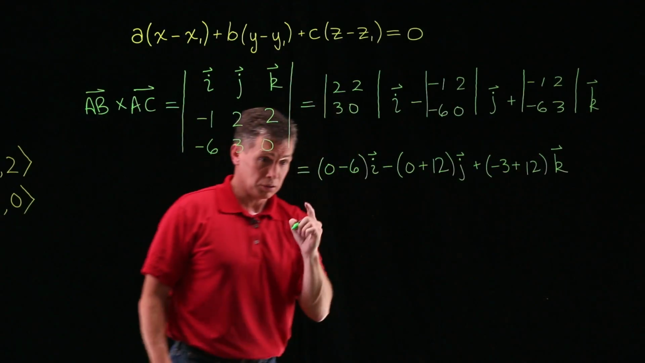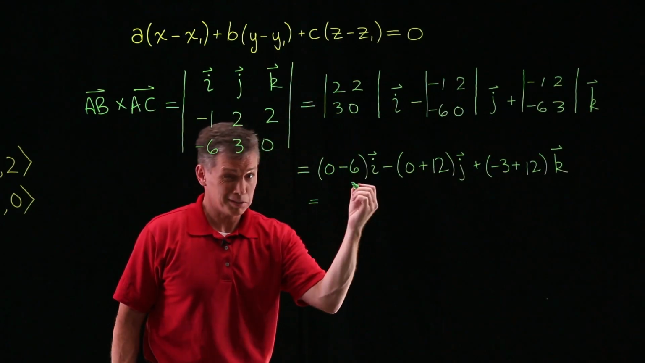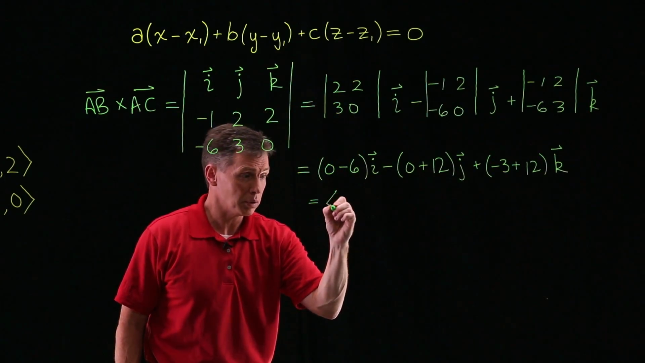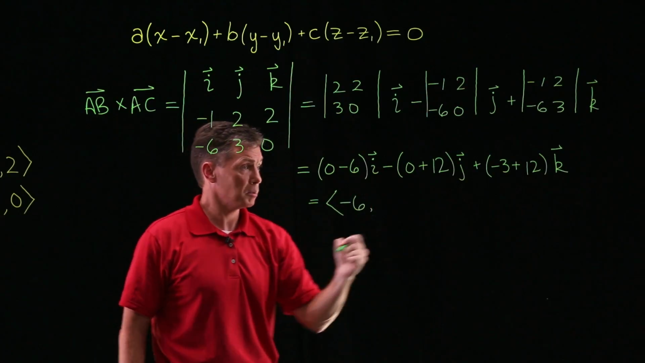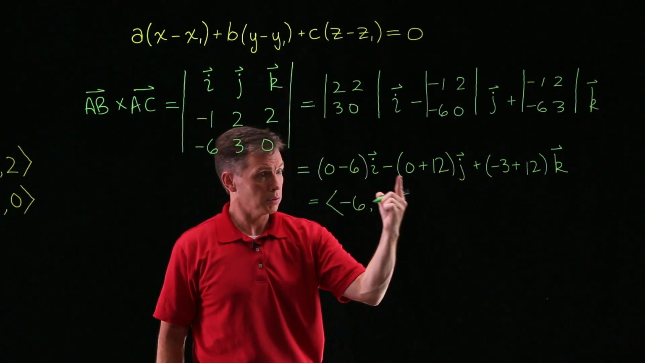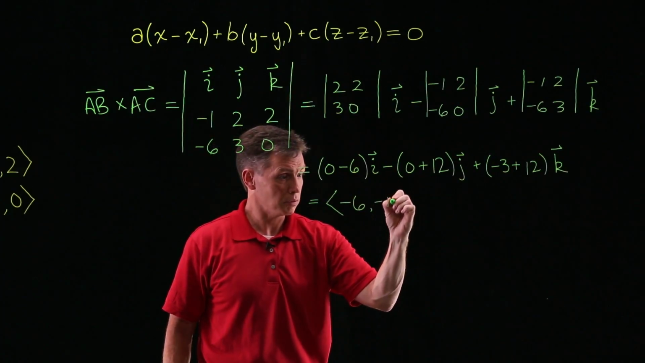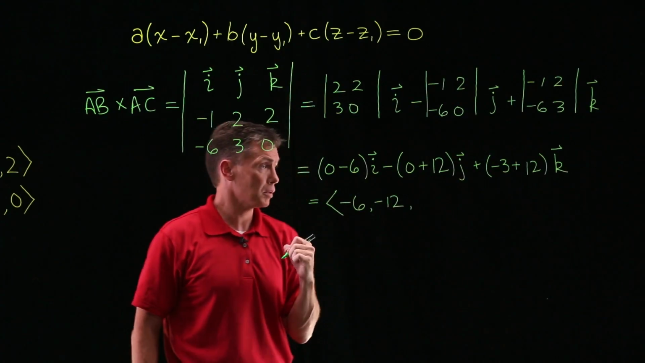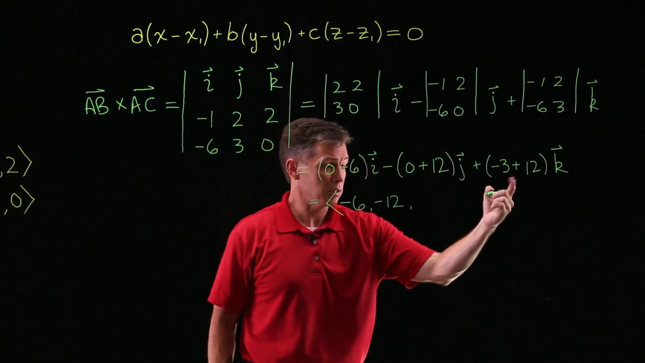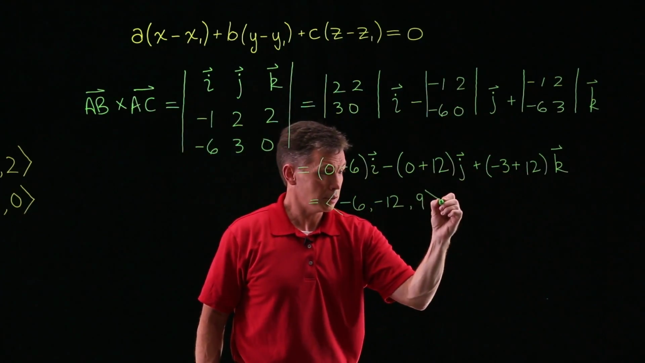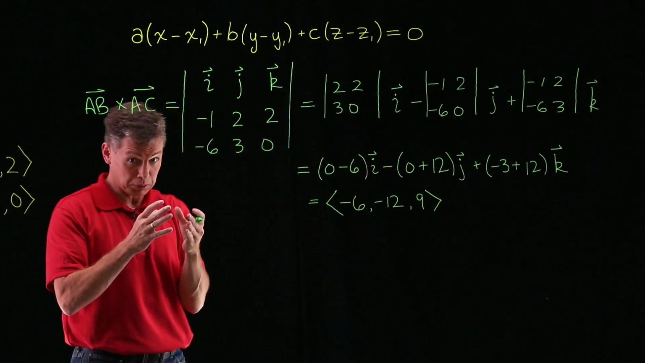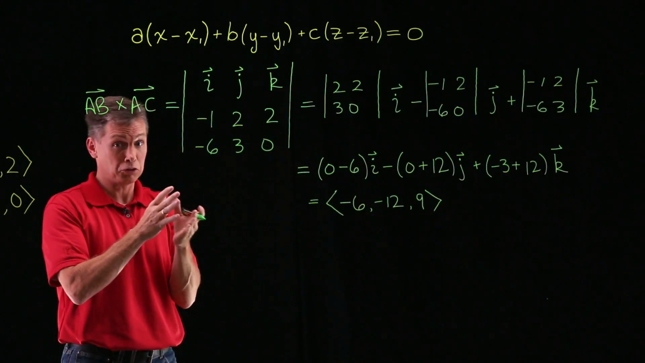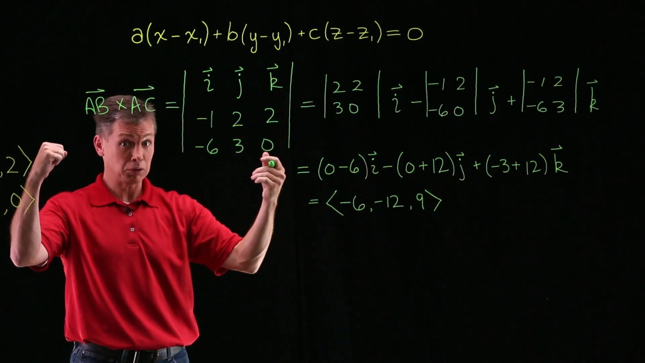All right, let's go one more step, and this time I think I'll go into my component notation and just grab minus 6, comma. This looks like 12, but don't lose the minus sign outside, minus 12, comma. And this looks like 9. All right. So this vector is that cross product, and more importantly for me in this problem, that vector is normal to the plane that we're looking for.